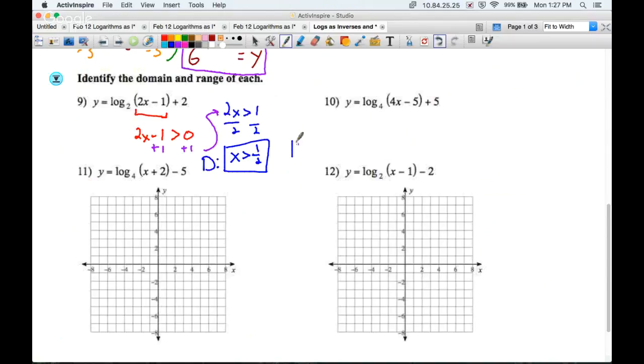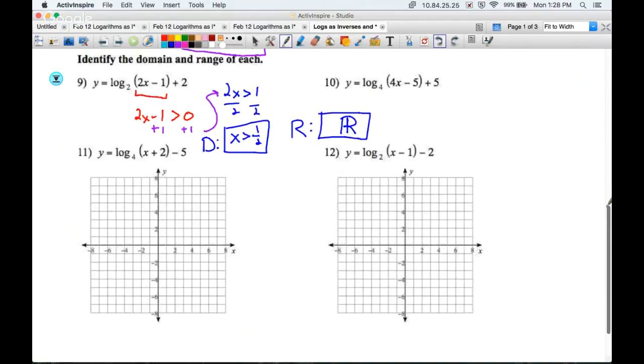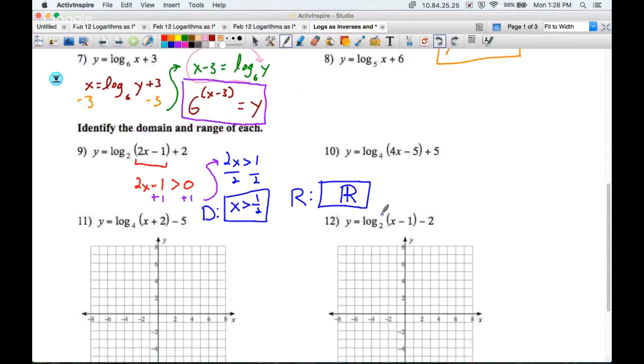The range is the same for all logarithmic graphs. They reach up and down to positive and negative infinity, so it's all real numbers. We show that with the double stroke R, just like that. If it was an exponential graph, the domain and range are going to be swapped. The range will be limited by the horizontal asymptote.